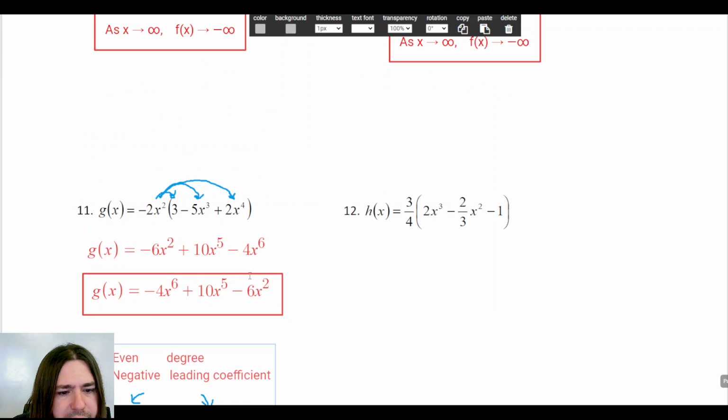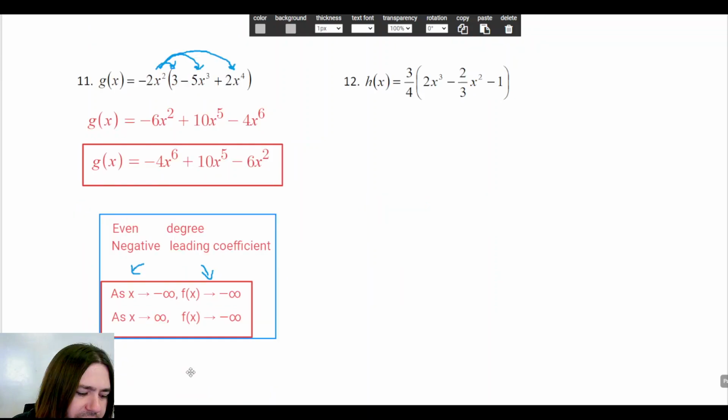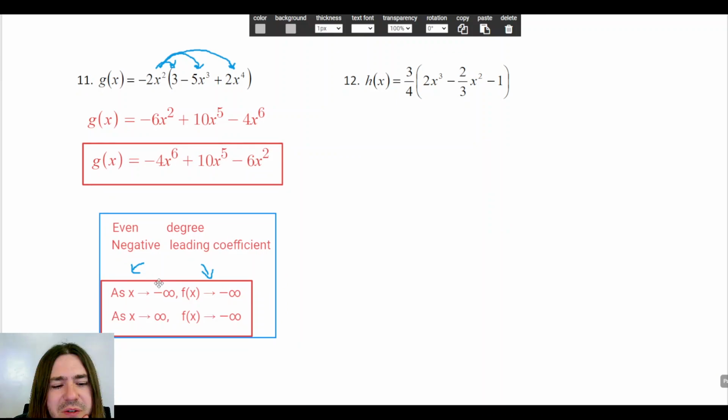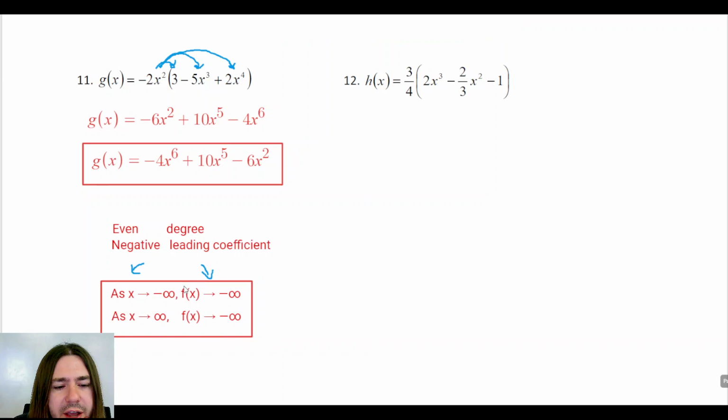Did I miss something there? Nope, it's going to be the same. So I don't even have to change anything here. As x goes to the left, y goes down. As x goes to the right, y goes down. So for number 12, we will do kind of the same thing here. We'll start with using the distributive property, and then we will look at that first term.